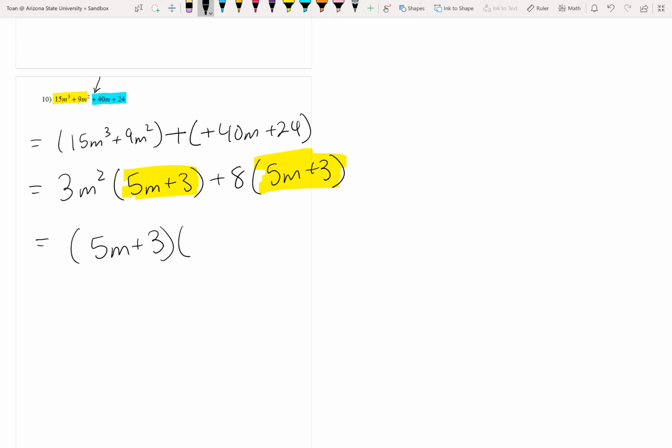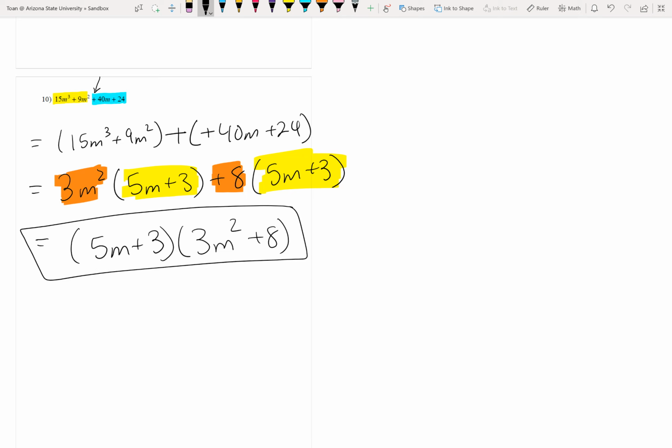And then once you factor it out, you have to put your leftovers in its own separate parentheses. Clearly, I hope everyone can see that the leftovers are 3m squared plus 8. Right? So that's the factored form for number 10.